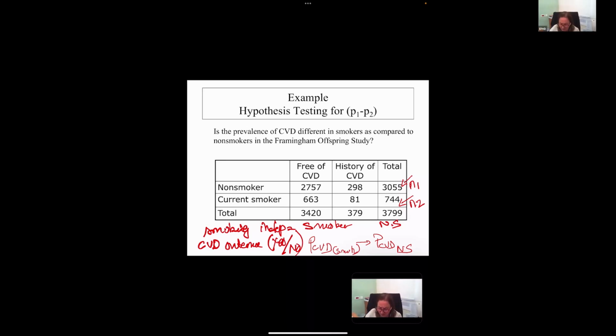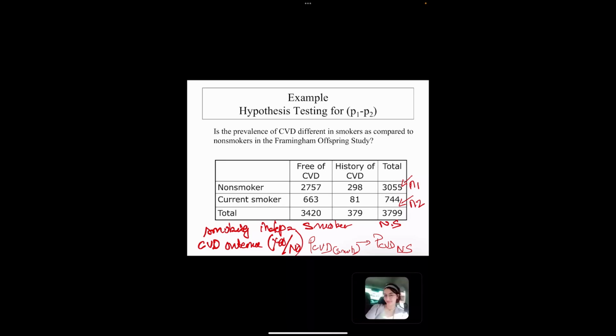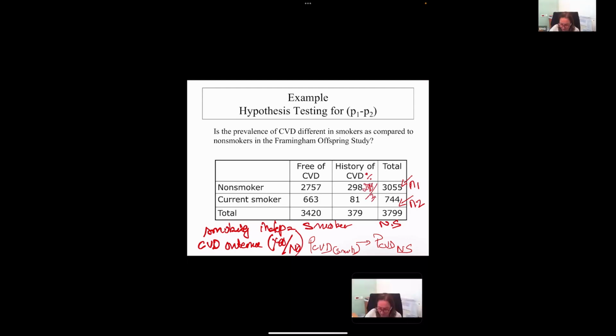I collect the data and I find that among the non-smokers, 2,757 don't have CVD and 298 have CVD. What is it that I'm interested in? The history of CVD, since we're measuring the prevalence. Okay, great. So I want the probability of CVD. Is everyone okay? So I want the percent, which is 298 over 3055. This is P1, and P2 would be 81 over 744. Did you get me?